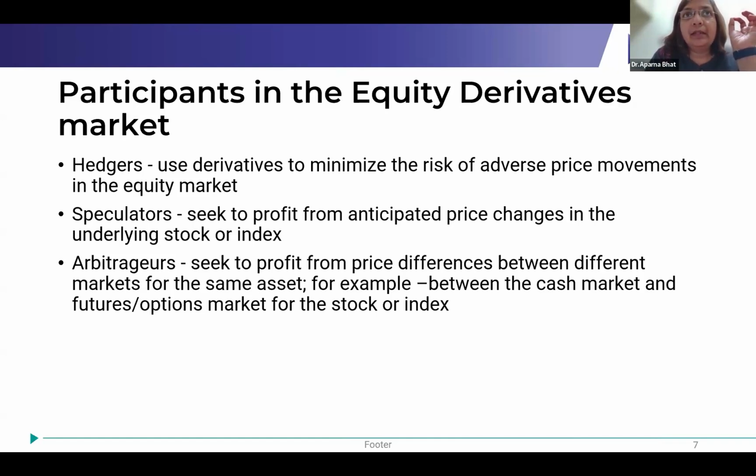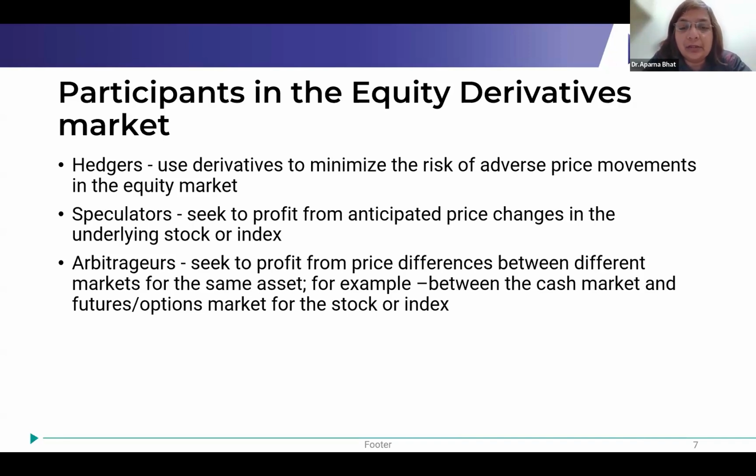So it says that basically if there is a commodity or any asset which is trading in two different markets, it has to trade at the same price. And if there is any slight difference in the prices in both markets, then what can you do? You can do something called an arbitrage transaction.